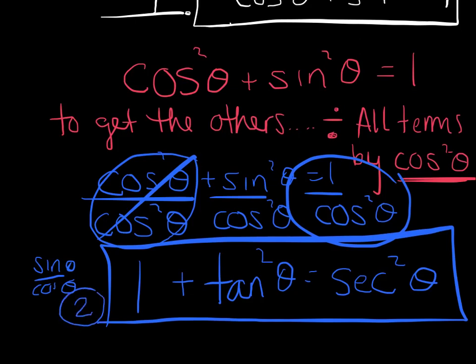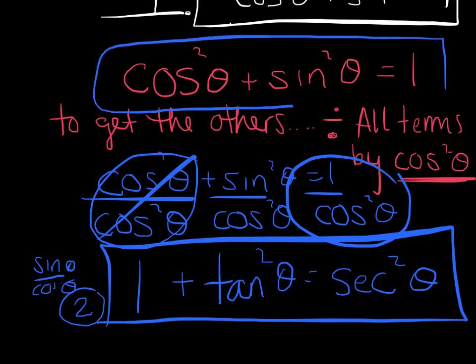Okay, so we're going to ask you to get these on your own, not just memorize them. The only one you have to memorize is this first godfather, cosine squared plus sine squared equals 1, and then you can easily get the other ones. Watch how we get the third.